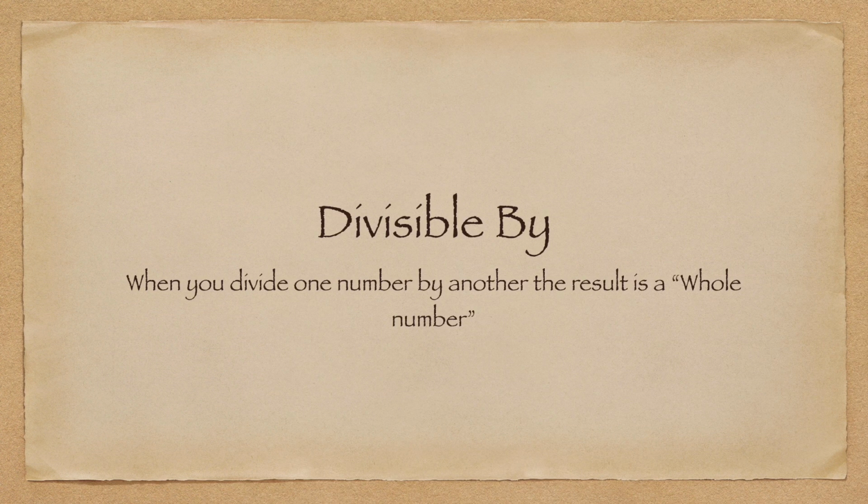What is divisible by? When you divide one number by another, the result is a whole number. That means if you are dividing one number by another number, it should be divided exactly and the remainder should be 0. That is the meaning of divisible by.